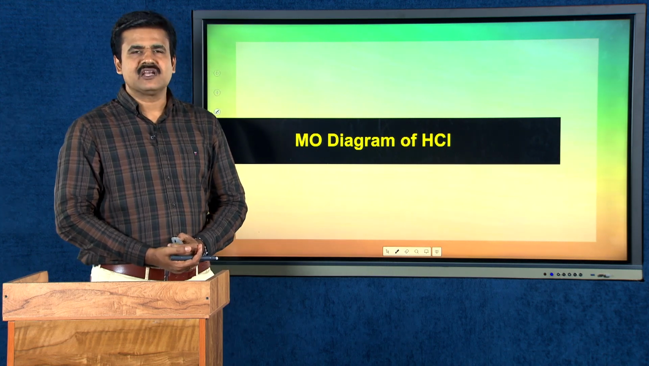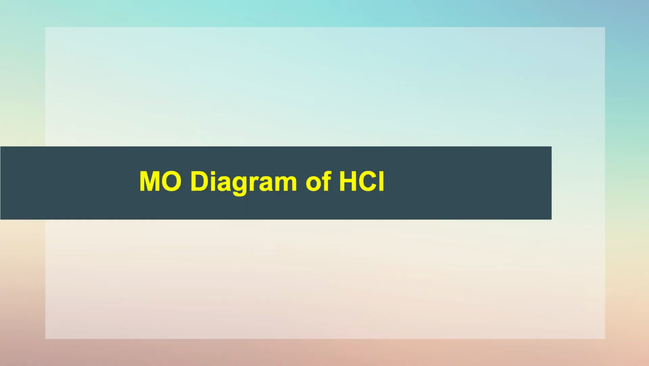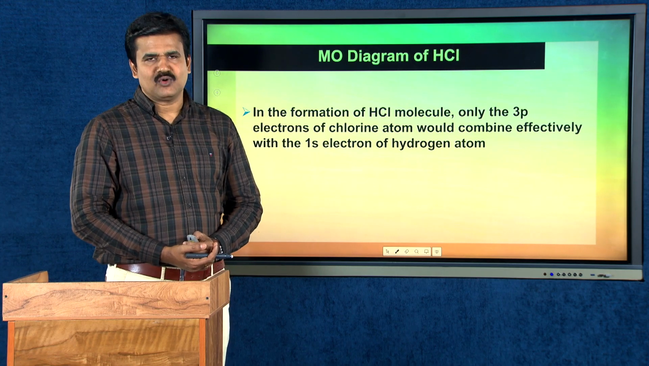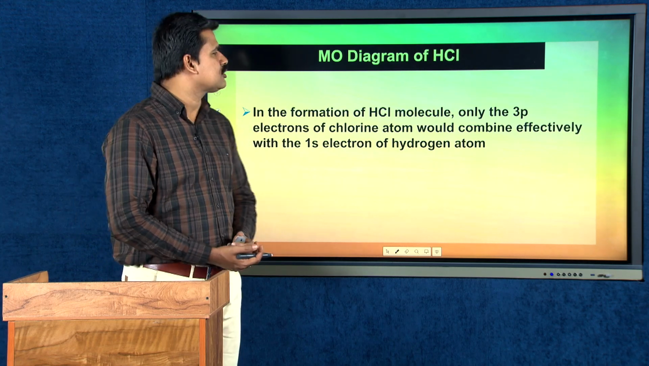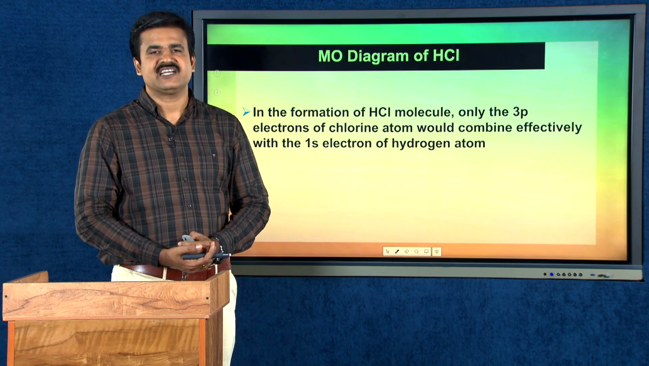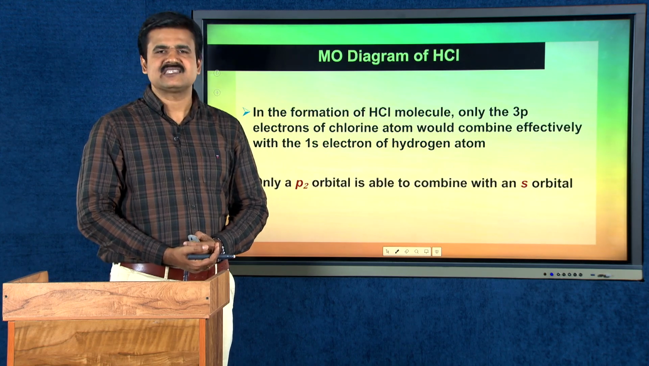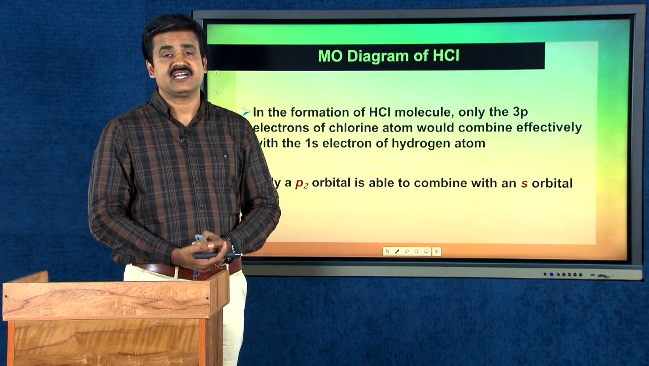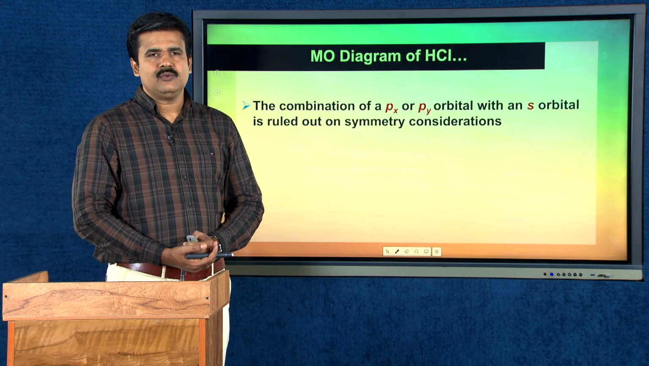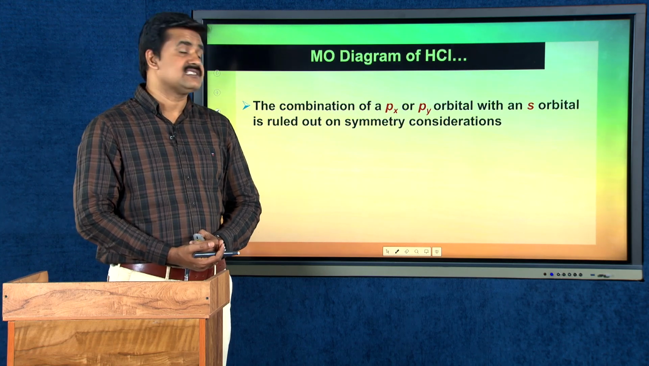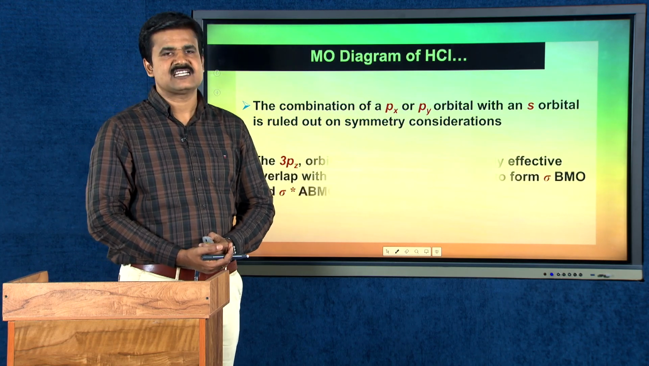Consider the molecular orbital diagram of another heteroatomic diatomic molecule, that is HCl or hydrogen chloride. In the formation of the HCl molecule, only the 3p electrons of the chlorine atom would combine effectively with the 1s electron of the hydrogen atom. Only a pz orbital is able to combine with an s orbital, as I just mentioned in the case of the hydrogen fluoride molecule. Now, the combination of a px or py orbital with an s orbital is ruled out due to symmetry considerations.